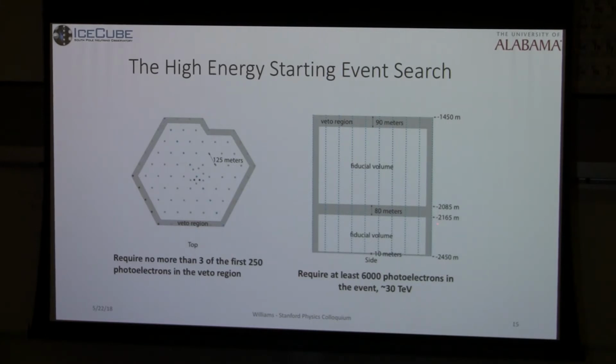We also have a veto in the dust layer. This is because the ice is just not characterized very well there, and a muon can sneak through more easily there, so we eliminate the dust layer. And we also cut off the bottom here, just the bottommost DOM. We require no more than 3 of the first 250 photoelectrons in the event to be in the veto region. Any more than that, we consider it to be vetoed. We eliminate that event. And we require at least 6,000 photoelectrons total in the event, which corresponds to a threshold of about 30 TeV.